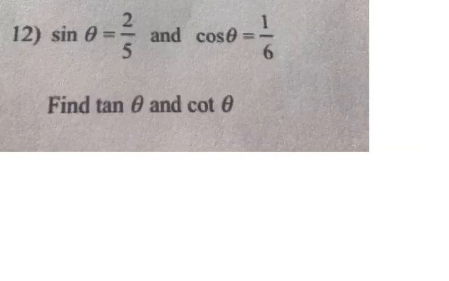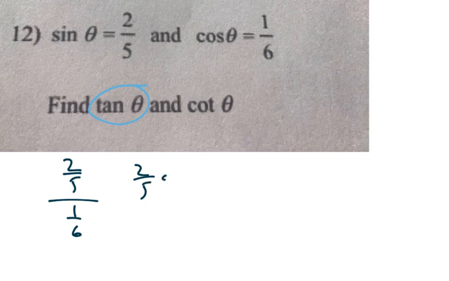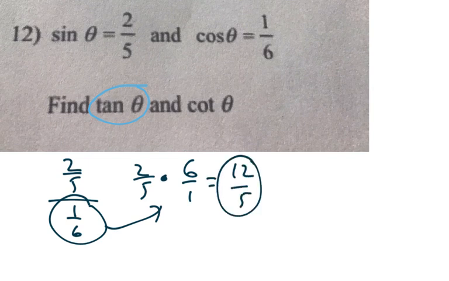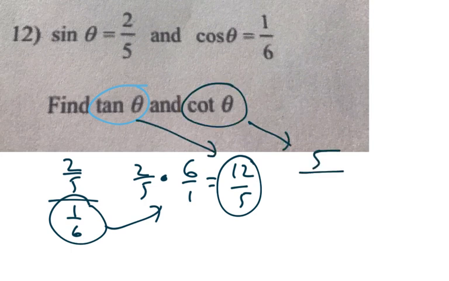All right, one more. You can pause the video and try it first. Okay, so I hope you agree that the tangent of theta is going to be the sine over the cosine. Now again, because our denominators are different, I'm going to take the 2/5 and times by the reciprocal. I did the reciprocal, guys, because hopefully you know that dividing by a fraction is the same as multiplying by its reciprocal. And so notice I get 12/5. Now, what about the cotangent? Well, that's just simply 5 over 12.